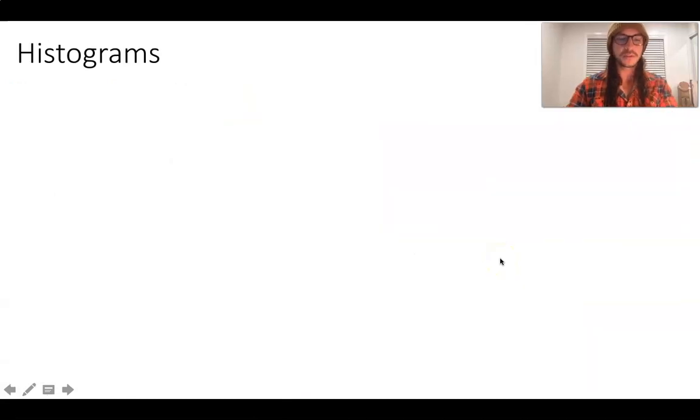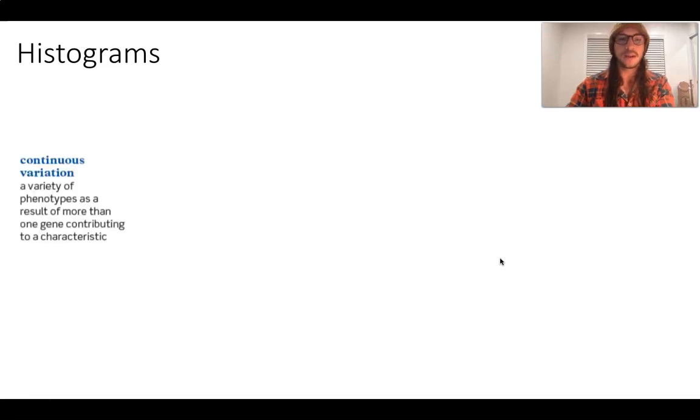So, histograms. Unlike Mendel's pea plants, humans don't come in two clear-cut, tall and short varieties if we're talking about height. In fact, for height, we don't even come in 4, 6 or 8 types. It's this continuous progression of options or data. So that's called continuous variation. It's a variety of phenotypes as a result of more than one gene contributing to a characteristic.